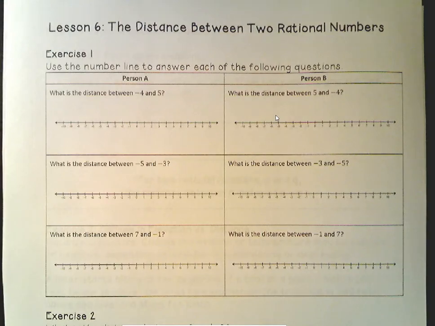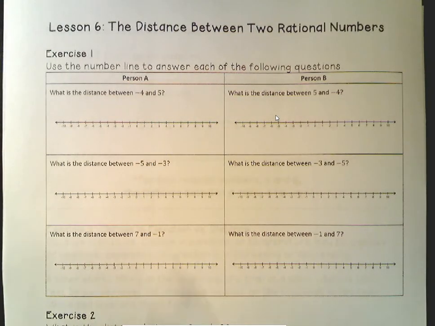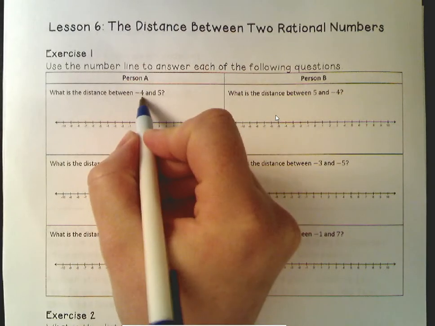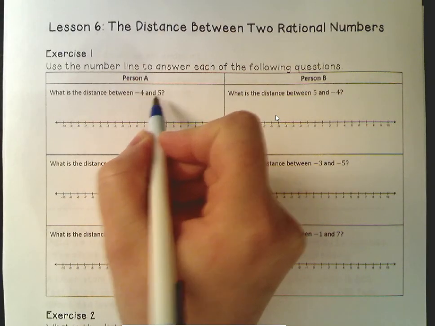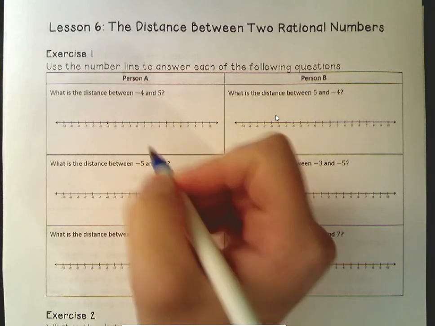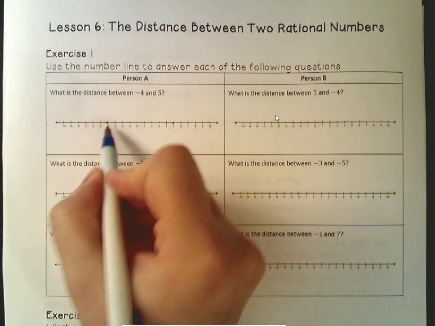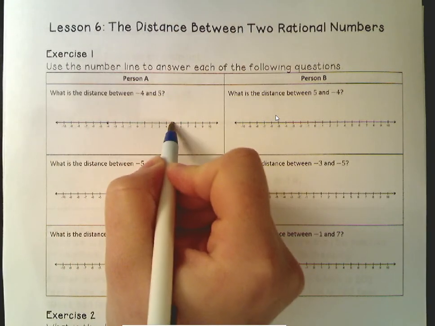Okay, so here we have person A, and here we have person B. What is the distance between -4 and 5? Let's locate -4 on the number line. It's right here. And 5 on the number line is right here. So what is this distance between -4 and 5?